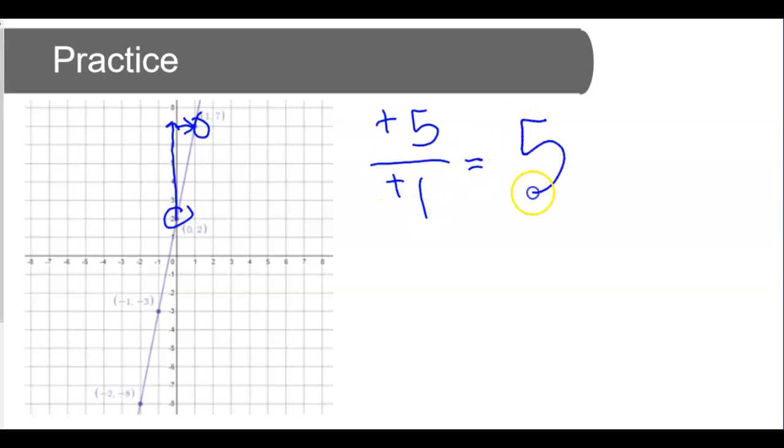Okay, here are some for you to practice on your own. Find the slope of the line shown here. All right, you could choose any points you want. I'm just going to choose (0, 2) and (1, 7). So to go from 2 all the way up to 7, I'm going up 5. So that's a positive 5. And then I just need to move to the right 1. So my slope is just positive 5 over 1. But you would get 5 as the slope if you chose any of the points here.